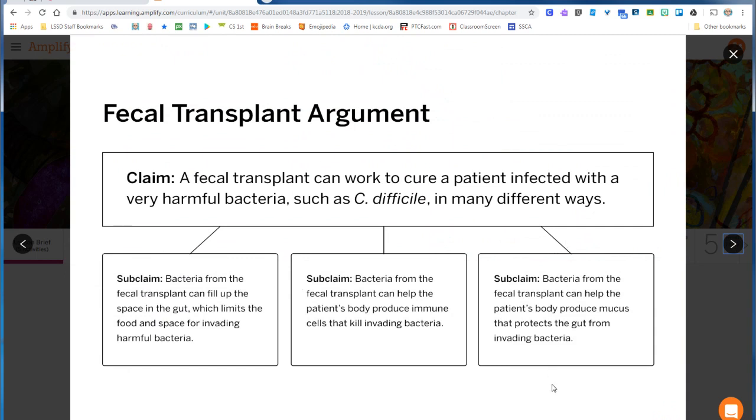Okay, so here we have the fecal transplant argument. We have the claim. And Mara referred to this claim in her message, which is the message from the Institute, and we'll take a look at that in a second.